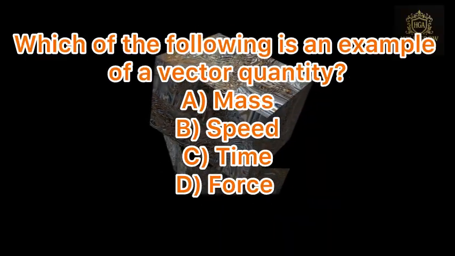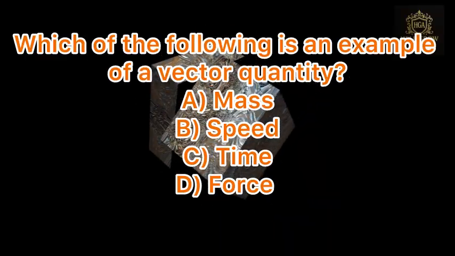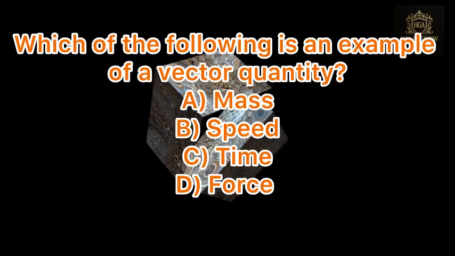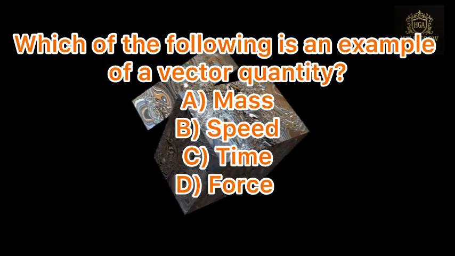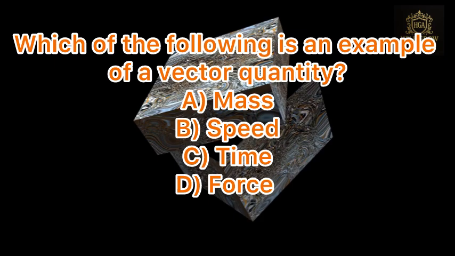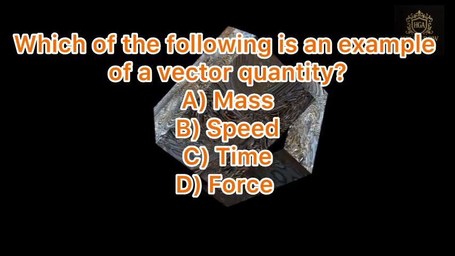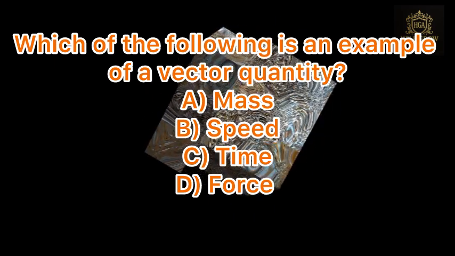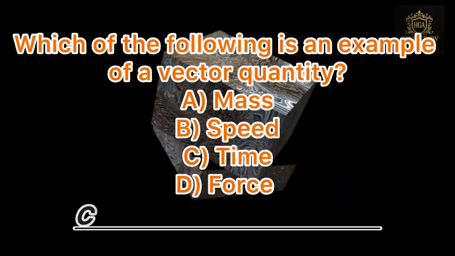The first question we have says, which of the following is an example of a vector quantity? A. Mass, B. Speed, C. Time, and D. Force. The correct answer here is option D.